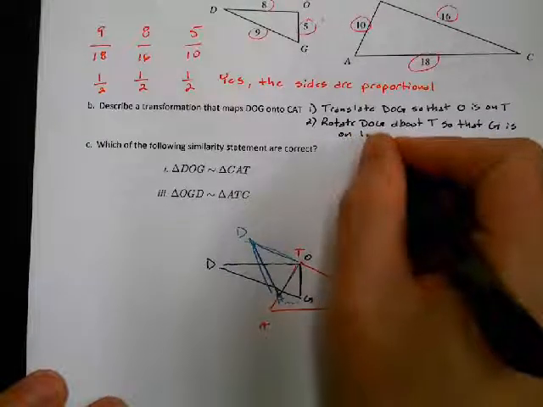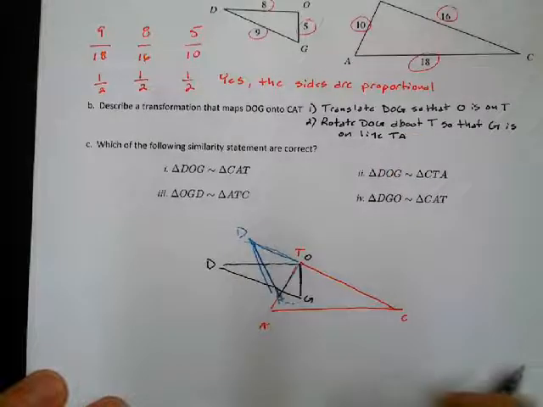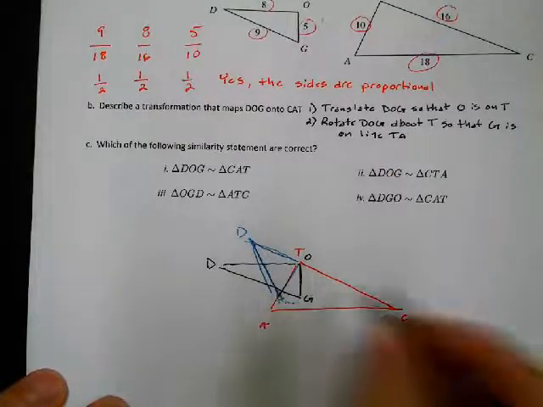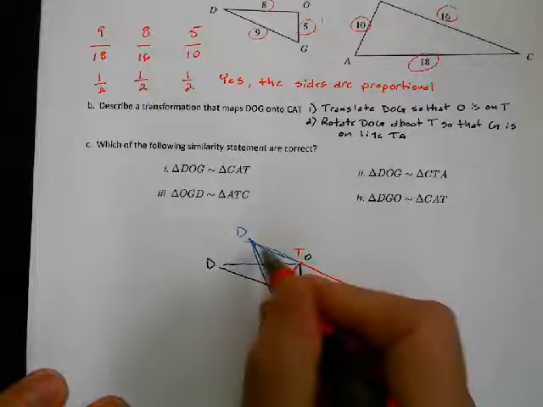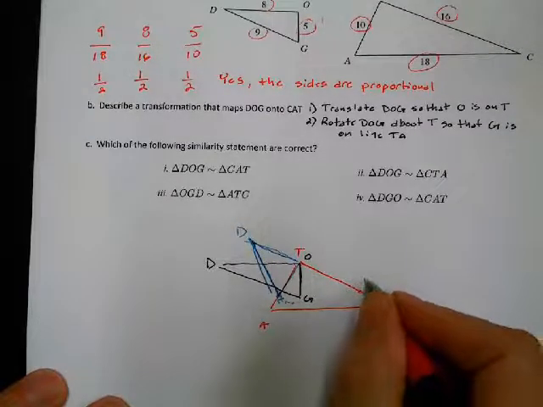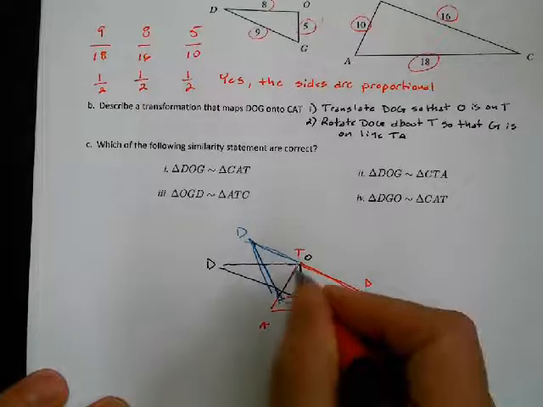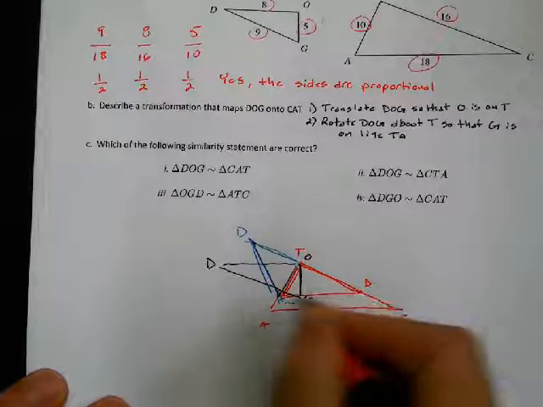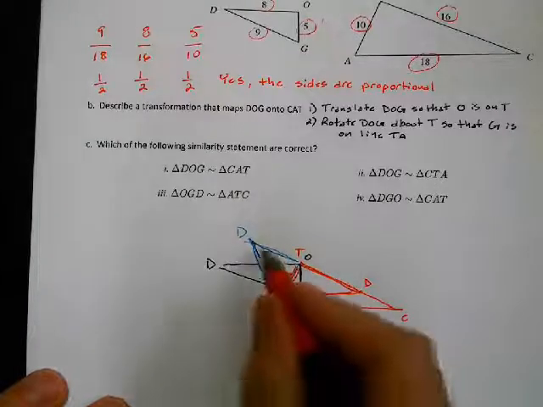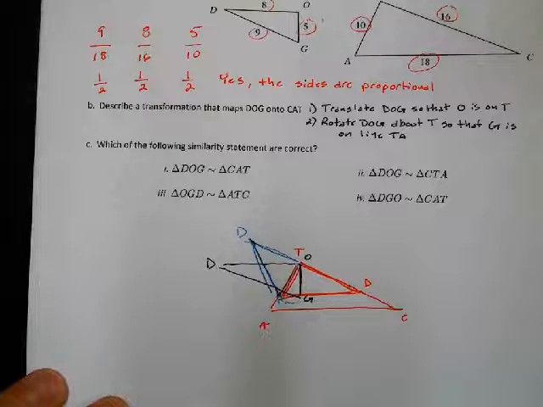All right, now what we need to do is reflect, because I want D to show up over here. And then we would have the triangles on top of each other. Remember, they're not congruent, so they're not matching up perfectly. But if I reflect over here, D goes all the way over to here. So I'm going to reflect dog over line TA.